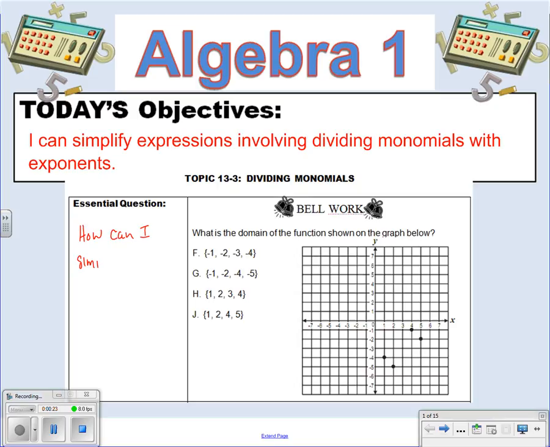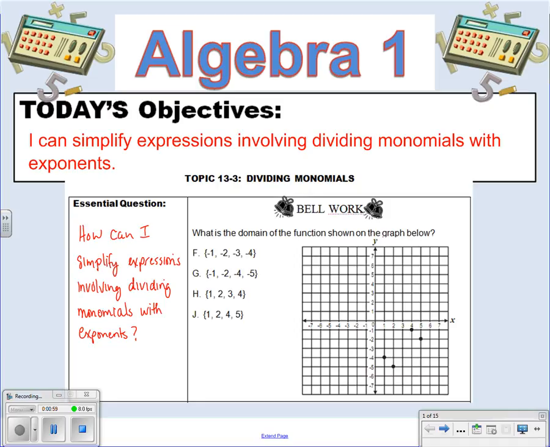simplify expressions involving dividing monomials with exponents? When we finish this lesson, you should be able to answer that question. Let's begin with a review question, or bell work.